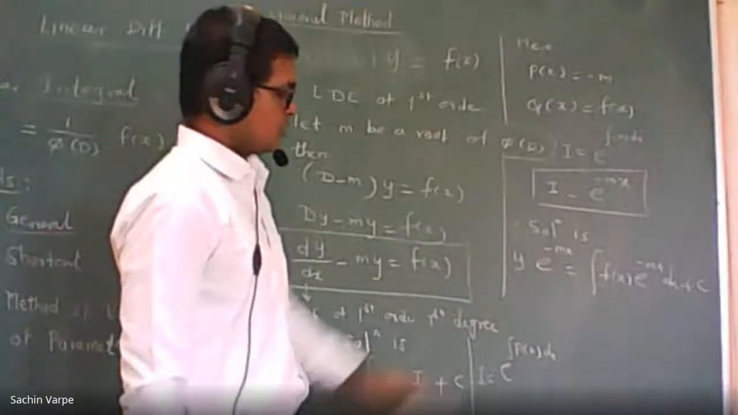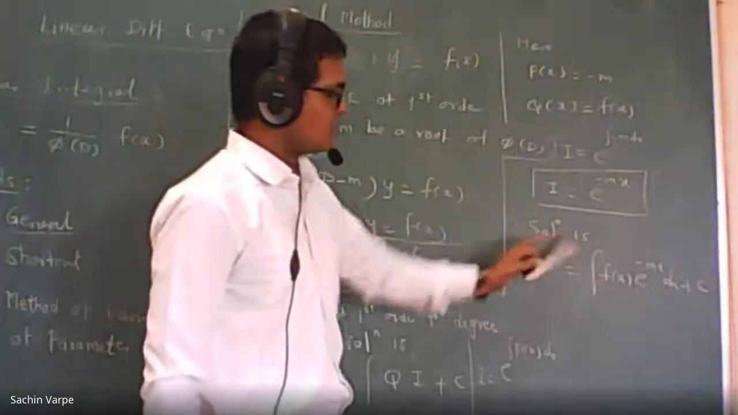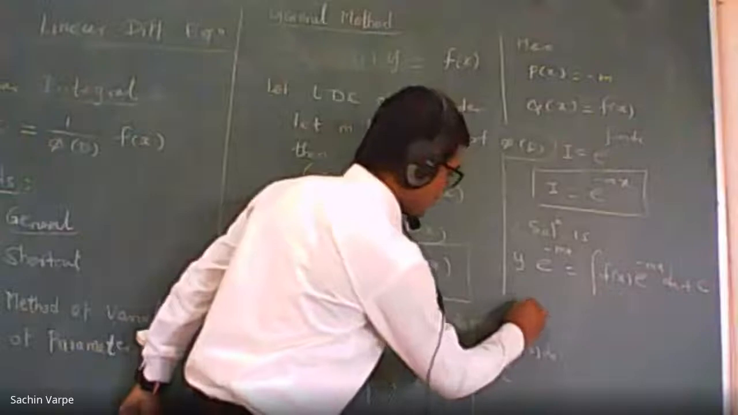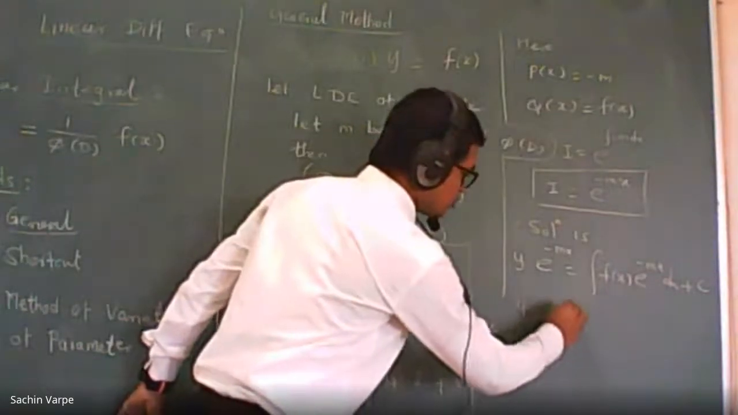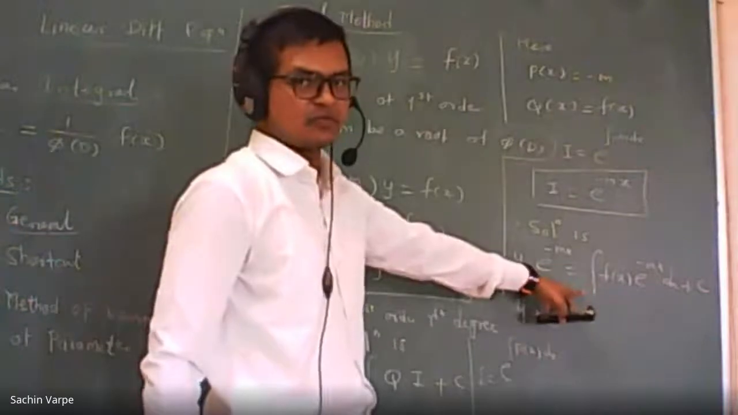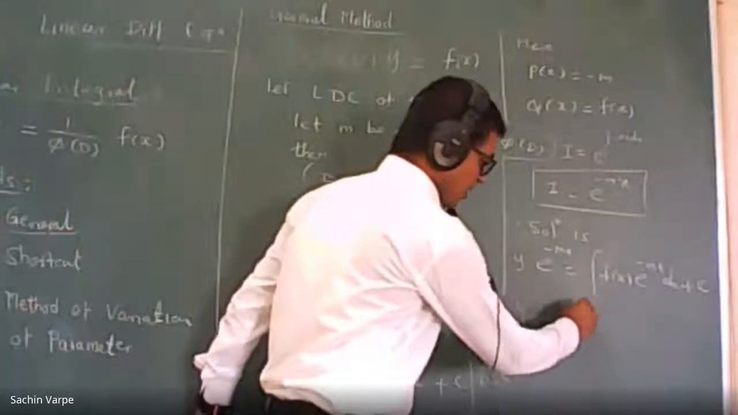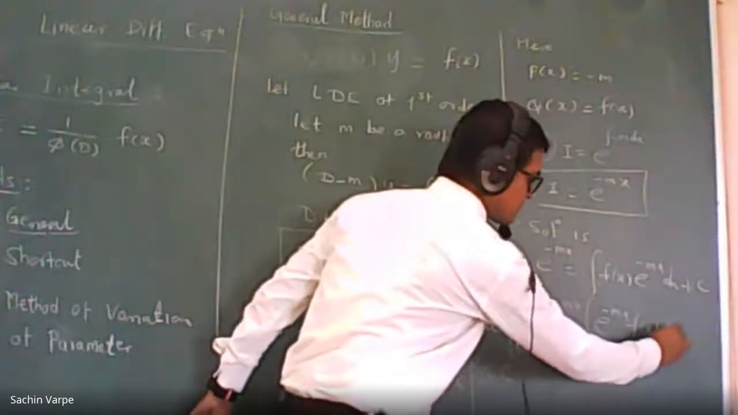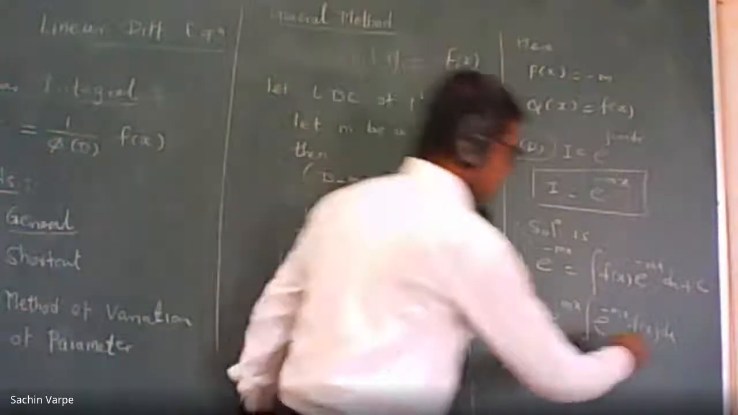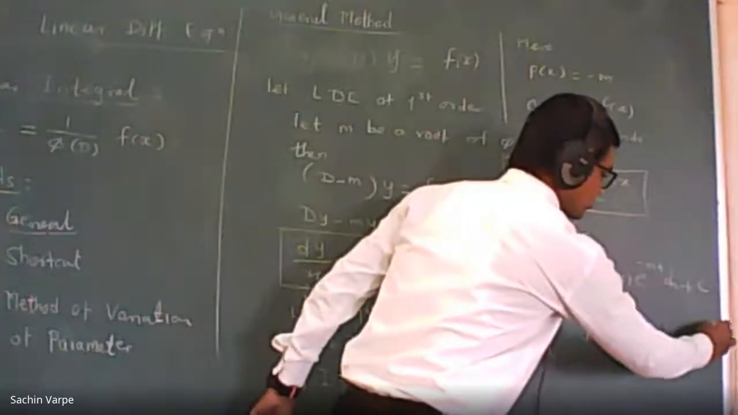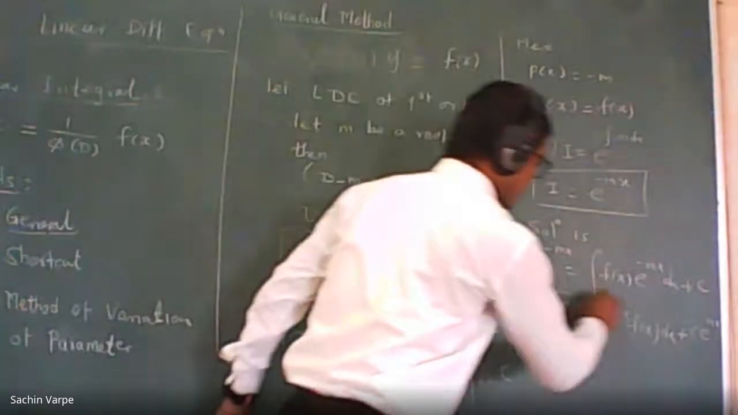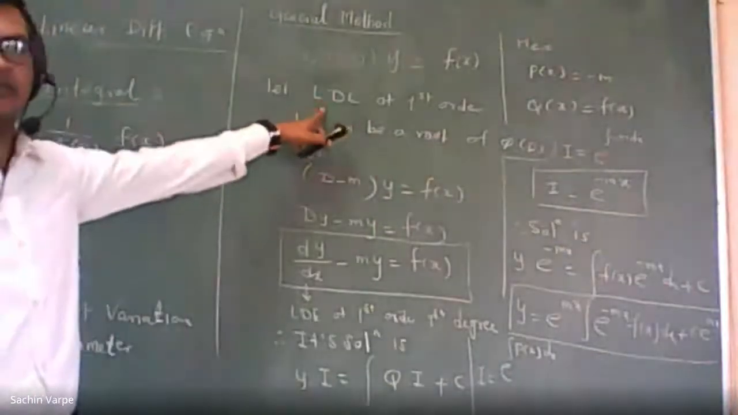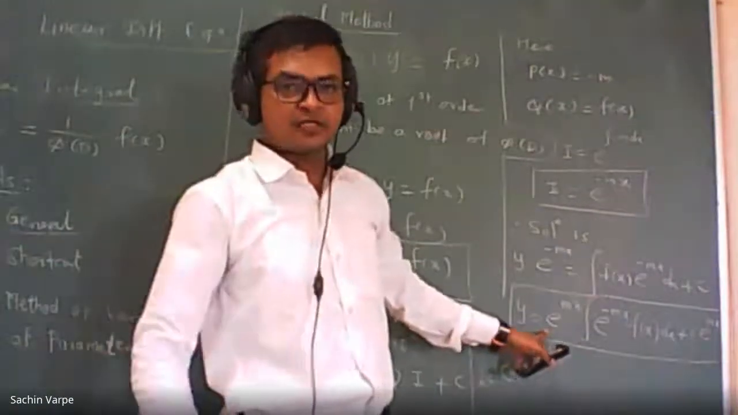So, let us divide by e raised to minus mx on both sides. When I divide by e raised to minus mx on both sides, what will I get? y is equal to e raised to, see, 1 upon e raised to minus mx will be e raised to plus mx. So, e raised to mx integration of e raised to minus mx f of x dx plus c e raised to mx. And this is the solution of a linear differential equation with constant coefficient of first order first degree. Is it okay? Complete solution, in fact.